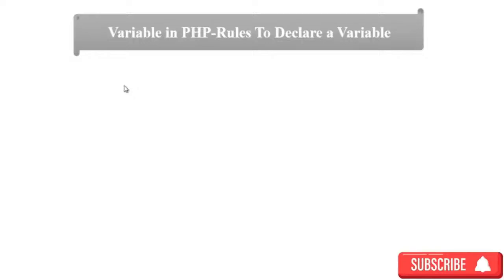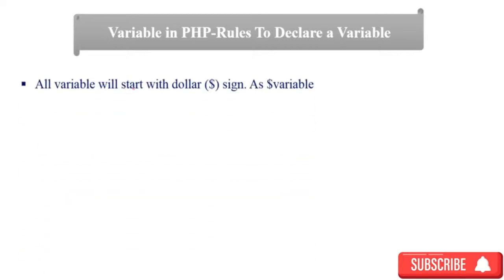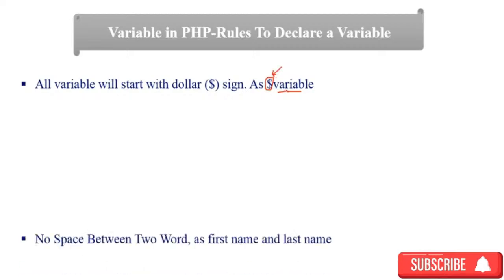Hi guys, in this class we will discuss different rules to declare a variable. In a previous class, you know that we discussed the topics of initialization and declaration. So when you declare a variable according to rules and regulations, I will share those rules in this class. All variables start with a $ sign. For example, a variable will start with a $ sign. This is necessary to put. If you want to make any variable, you have to put a $ sign and then the variable name.